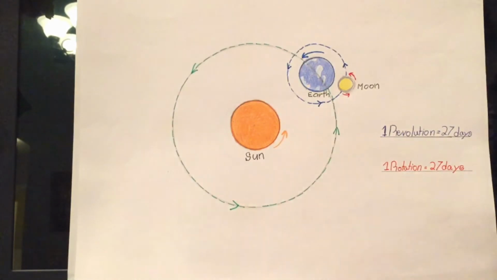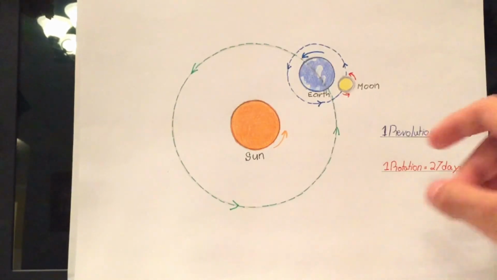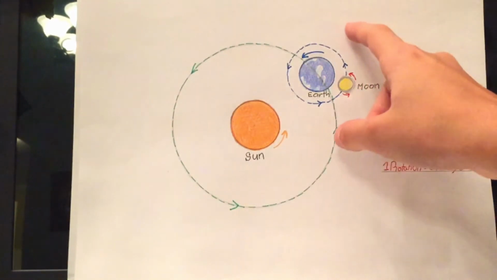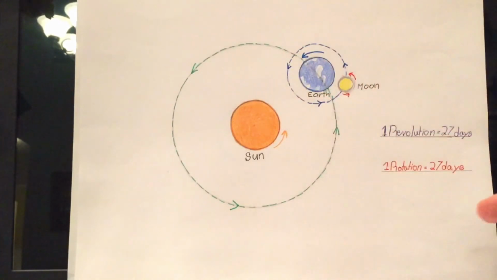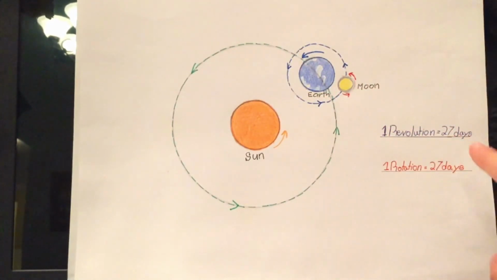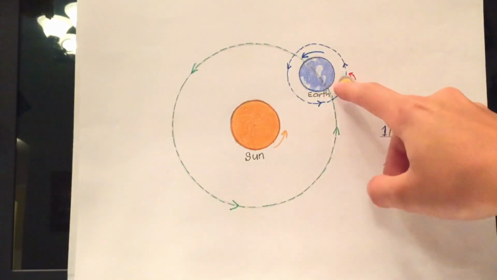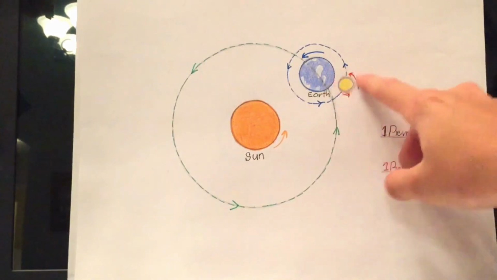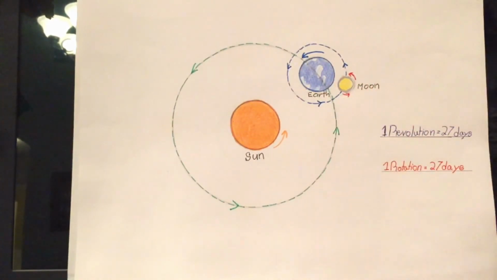This is an example of how you always see one side of the moon. Because when the moon circles around the earth, it is called a revolution. That one single revolution is 27 days, as written right there. And for the moon to rotate itself on its axis one time also takes 27 days. So that's why we only see one side of the moon.